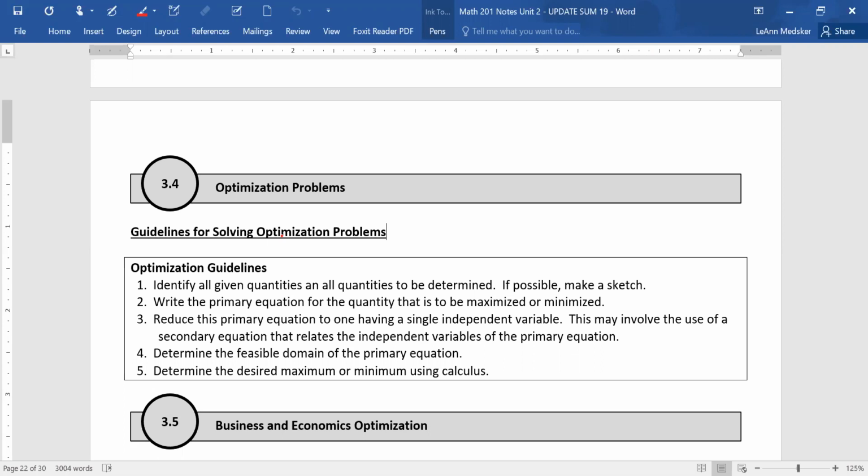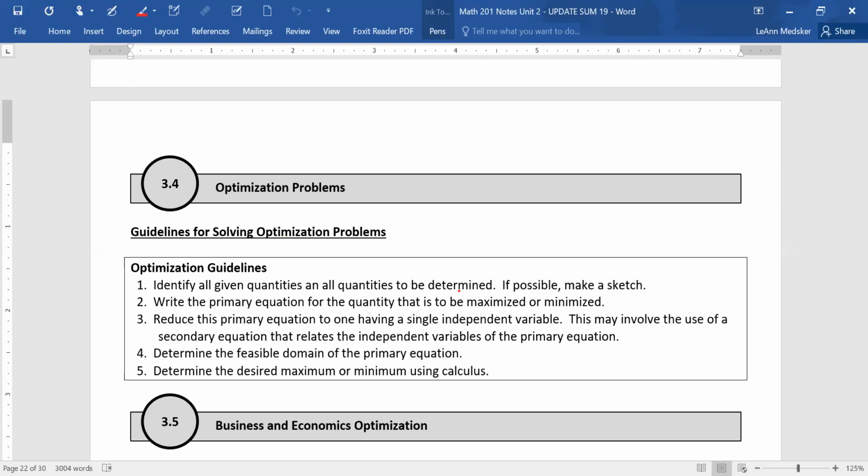Our guidelines are that you need to identify all the given quantities and all quantities to be determined. If it's something geometric or something you can draw, make a sketch. You'll write your primary equation for the quantity that is to be maximized or minimized. So if you're maximizing profit, you have to have the profit function. You will reduce this primary equation to having a single independent variable.